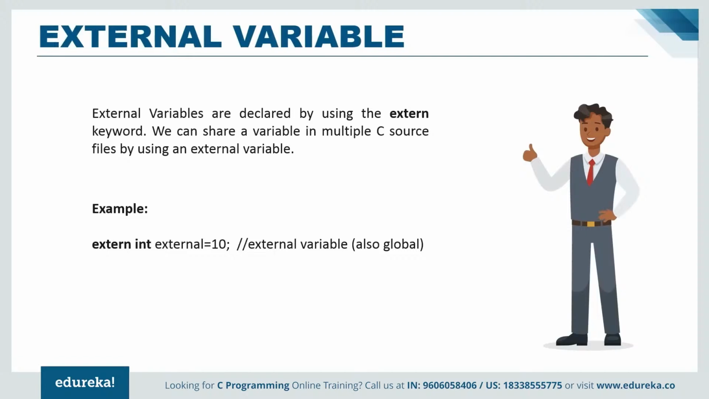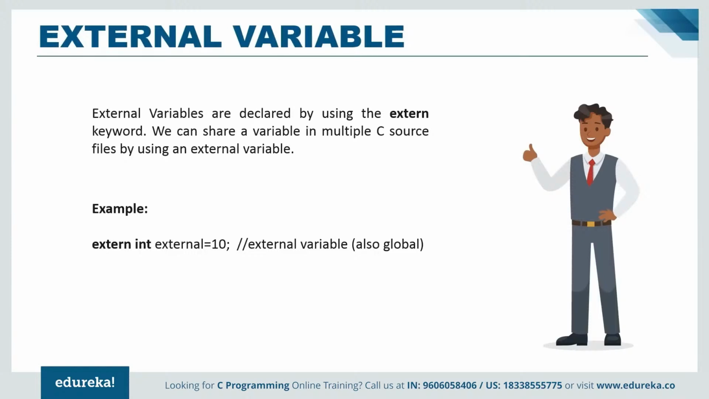We can share a variable in multiple C source files by using an external variable. For example, I have declared an external variable here of integer data type, and the name of the external variable is external, and it is storing the value 10 inside it. Don't forget to see the keyword which I have used, which is extern, to declare the external type of variable.